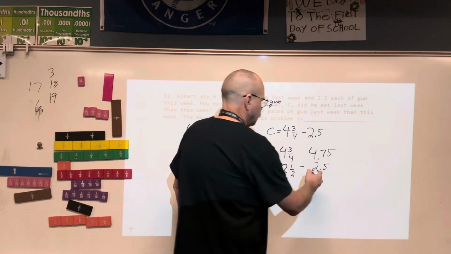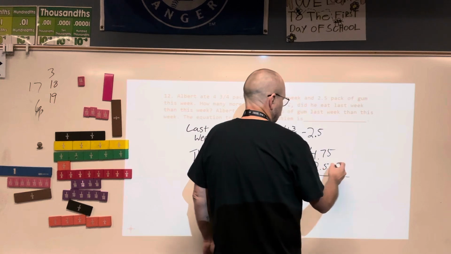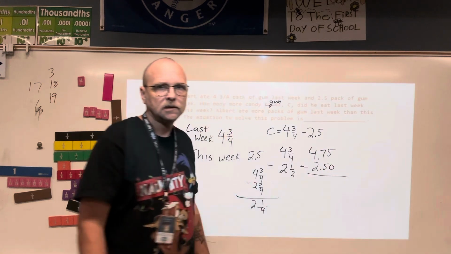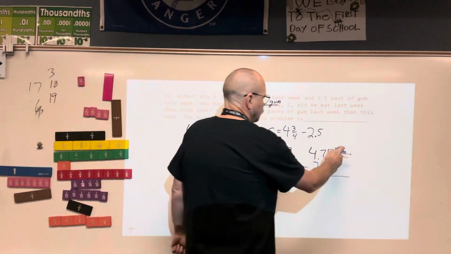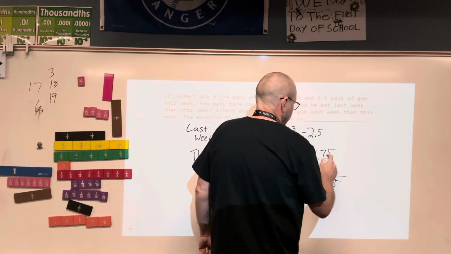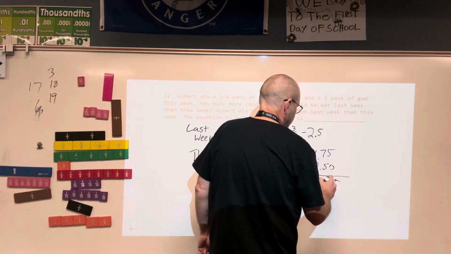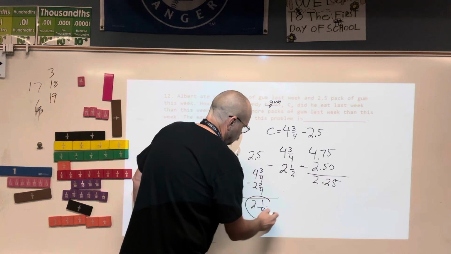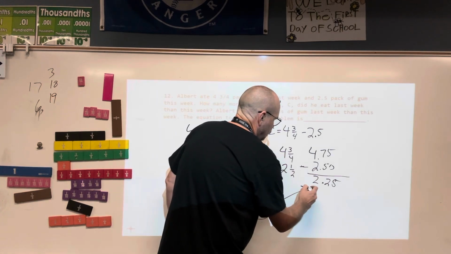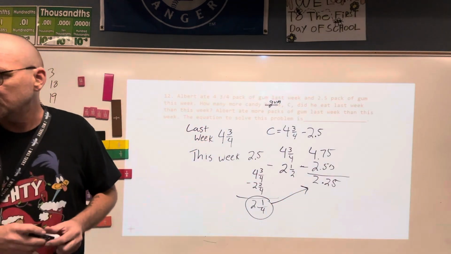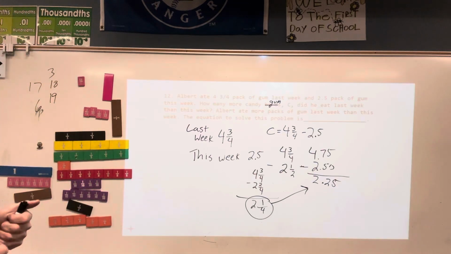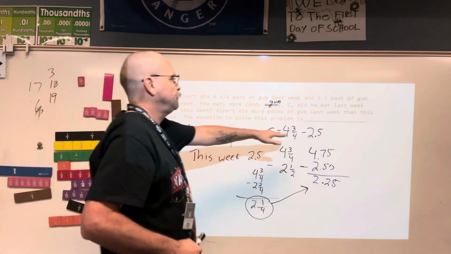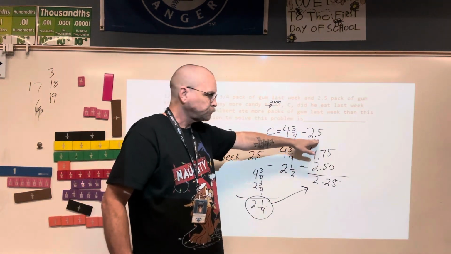If I do it this way, and I subtract, I'm going to put my 0 there because it doesn't change the value. That gives me 5. 7 minus 5 is 2. 4 minus 2 is 2. So these two are equivalent. 2 1/4 is the same as 2 25/100. I know 5/10 equals 1/2.